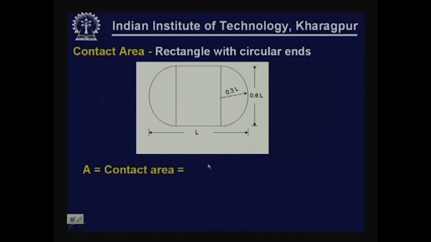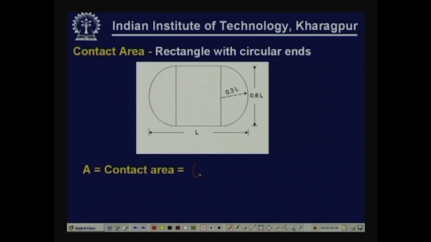We can draw that. So the area will be given as 0.4 L into 0.6 L for the rectangle, plus 2 into 1 by 2 pi 0.3 L square. This will be equal to 0.5227 into L square, which of course will be equal to the applied load divided by the contact pressure.